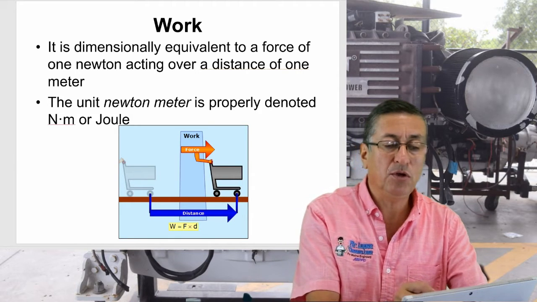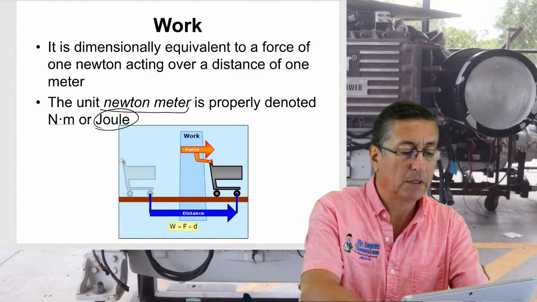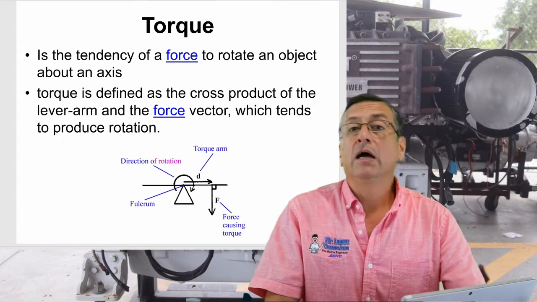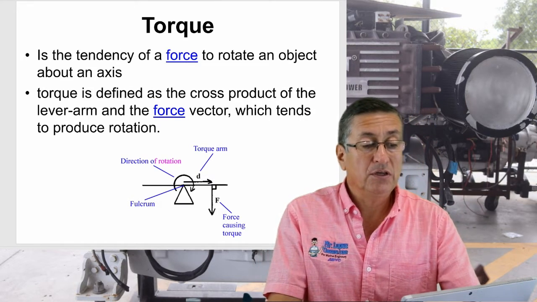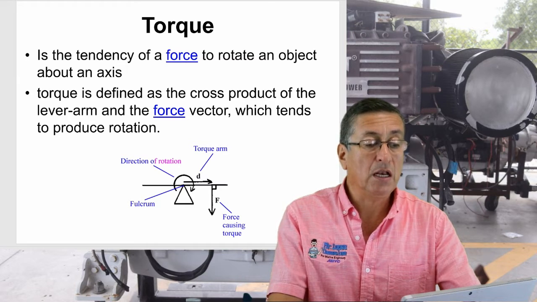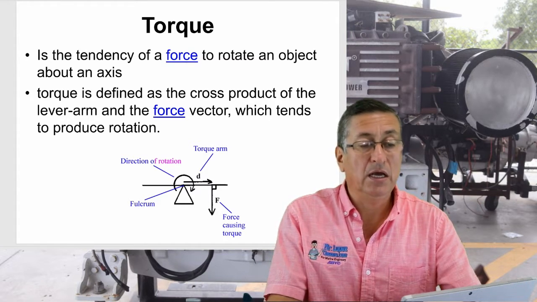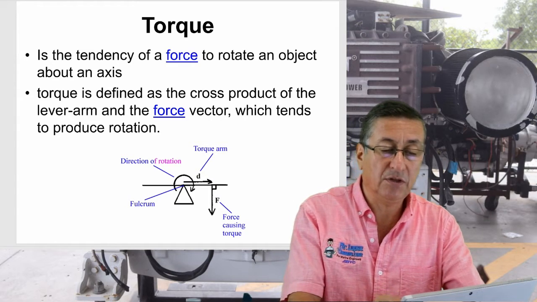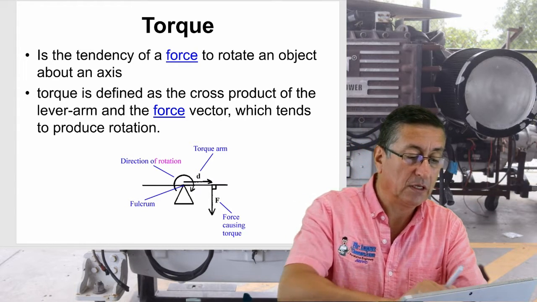Yeah, the unit is Newton meter or joules. And this is the other definition of torque: the tendency of a force to rotate an object about an axis. It's the force times the radius.